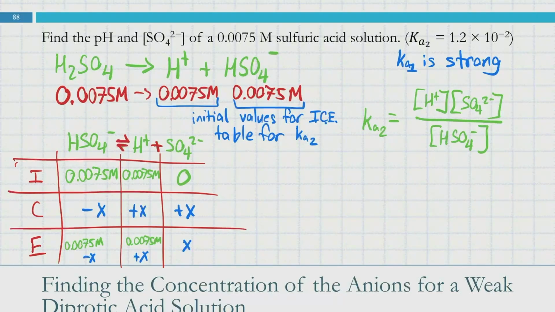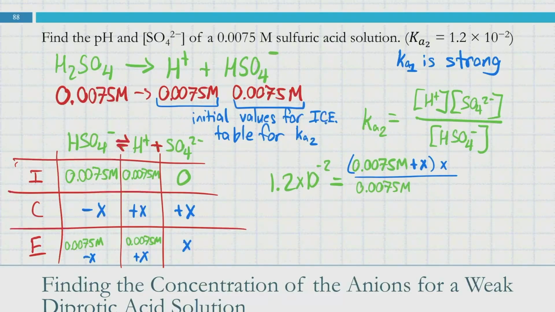Okay, so we can plug in our values. So for Ka2, 1.2 times 10 to the minus 2, our H plus is our initial concentration plus X. Our concentration of SO4 2 minus is X. And that's going to be all over 0.0075 molar minus X.